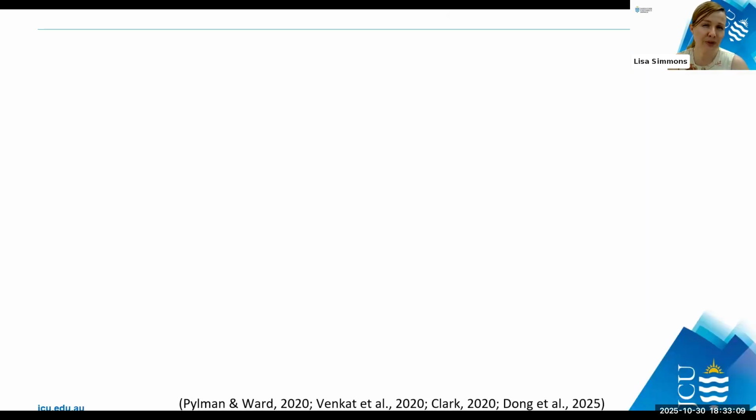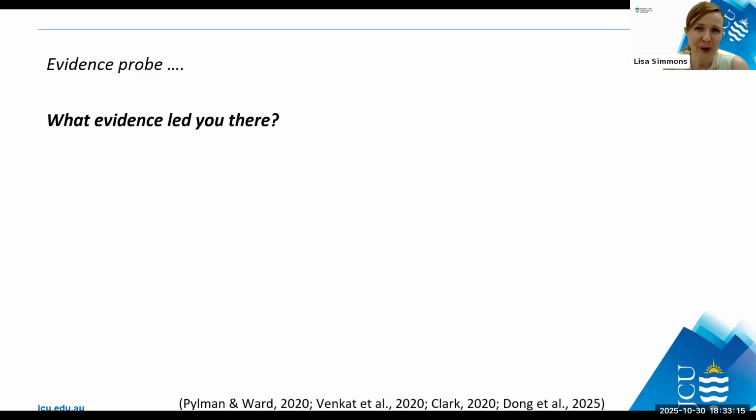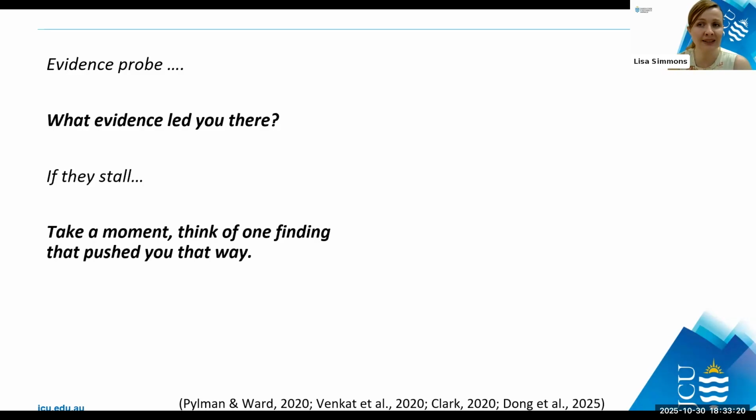There are 2 types of probes that you can use to investigate the learner's thinking. First, the evidence probe. What evidence led you there? And if they stall, I like to say, take a moment. Give me one finding that pushes you that way. Doing this adds a parameter to the amount of information they need to draw on to answer the question correctly, and this helps to target the learner's thinking more effectively.